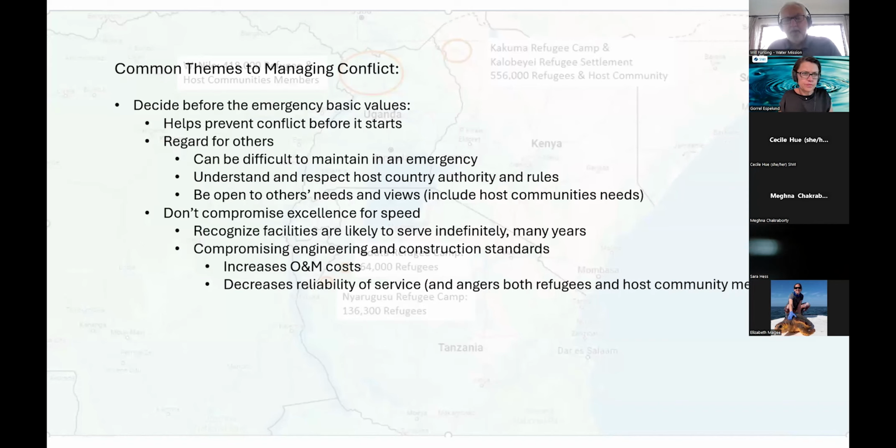Another significant value has to do with implementing solutions with excellence in accordance with engineering and construction standards. Implementing with excellence affects water quality, operation and maintenance costs, system reliability, sustainability, and reduces a significant cause of conflict with refugees and or host communities receiving the water. And in our experience, if the commitment to excellence is present at the beginning of planning, then implementing a system with excellence does not significantly affect how long it takes to construct a solution.